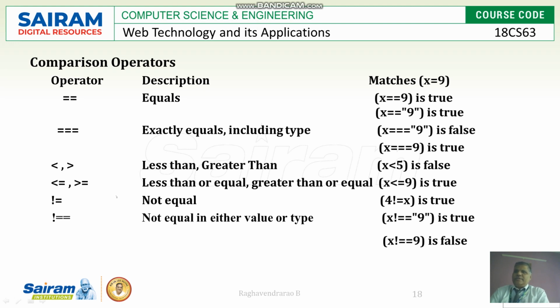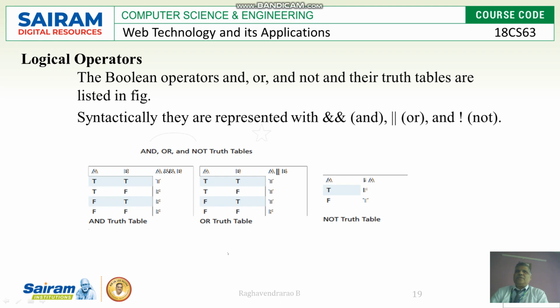Less than and greater than symbols and all these things are common to every language. These are the logical operators you already know about: and, or, not. You use double ampersand for the AND operation, two straight lines for the OR operator, and the exclamation mark for the NOT operation. These are Boolean operations basically, and the table is given here. For the AND operator, when both inputs are true, the output is true, otherwise it is false. In the case of OR, when any one of the two inputs A and B is true, the output is true, otherwise false. If both are false, the output is false.